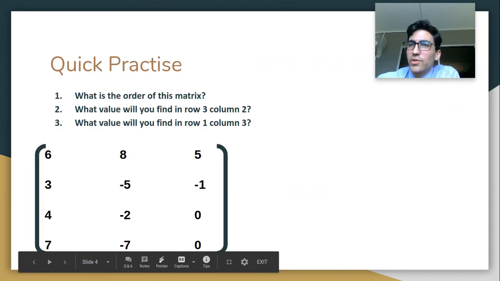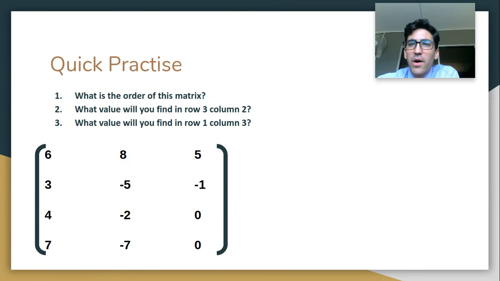All right, let's do a quick little practice. You can pause the video here to try to figure out these questions on your own. What is the order of this matrix? What value will you find in row 3, column 2? What value will you find in row 1, column 3?